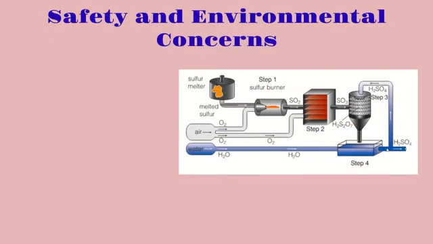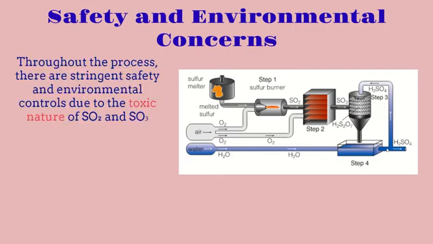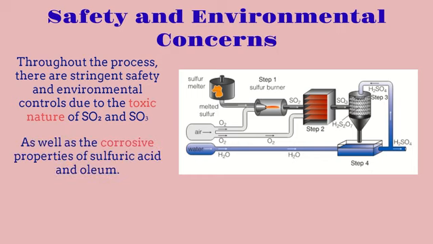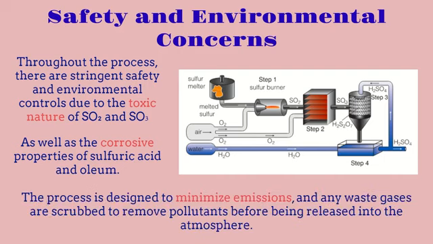So now we're going to talk about the safety and also environmental concerns of the production of this sulfuric acid. So throughout the process, there are stringent safety and also environmental controls due to the toxic nature of sulfur dioxide and also sulfur trioxide. So both of these gases are very toxic. So that's why there's a lot of concerns about safety and also the environment. And also there's some more safety concerns of the corrosive properties of sulfuric acid and also oleum. So this process of creating the sulfuric acid is designed to minimize emissions, and any waste gases are scrubbed to remove pollutants before being released into the atmosphere.